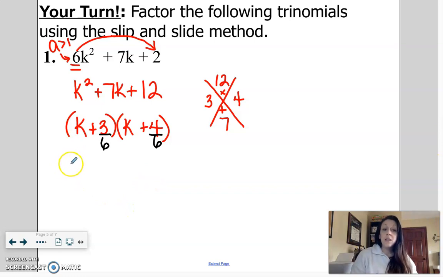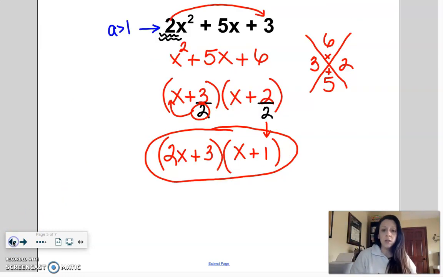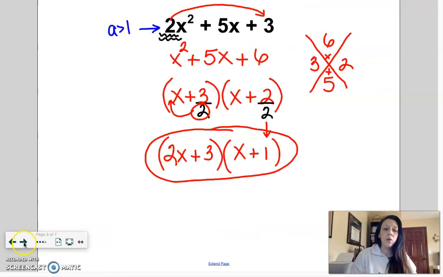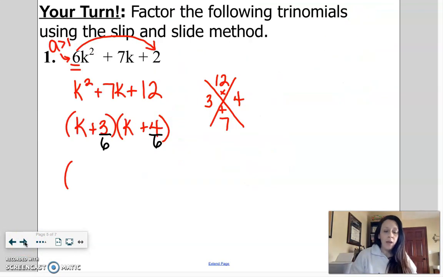Okay, this last step, this one's actually going to have a little bit of a twist to it, okay? So I'm going to go back real quick and read the directions again to you. In step 4, it says reduce fractions and then slide any denominators to the next variable. We didn't have that yet. We haven't had to reduce any fractions because they weren't reducible or they divided evenly.